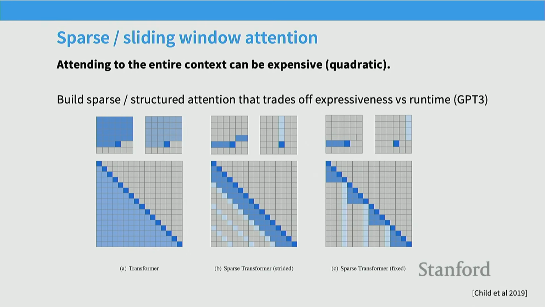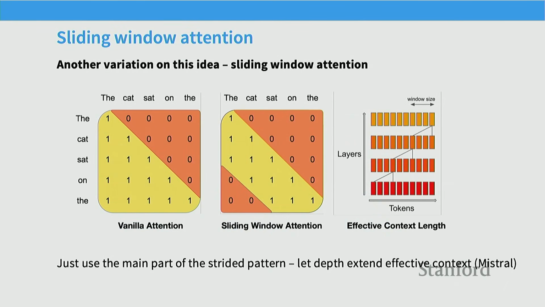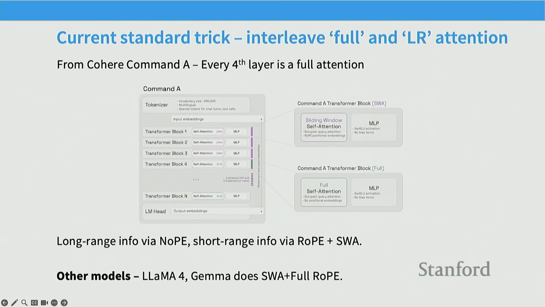GPT-3 uses exactly these kinds of tricks, when it was originally released, to get larger attention windows. Sliding window attention is another variant of this idea where, at each layer, you only pay attention to a small region around your current position. This also controls the total amount of resources you need in order to do longer context. So your effective receptive field is now the local window times the number of layers.